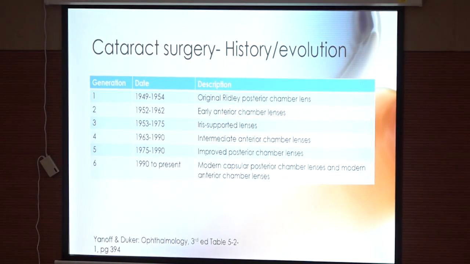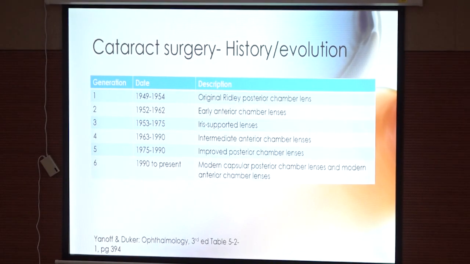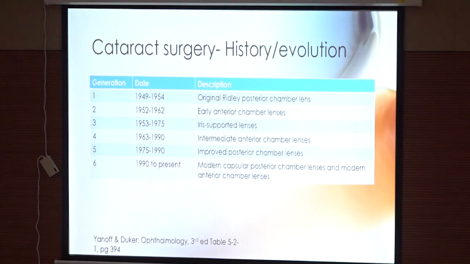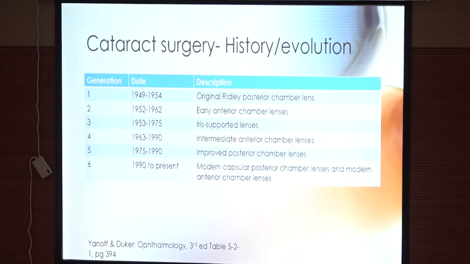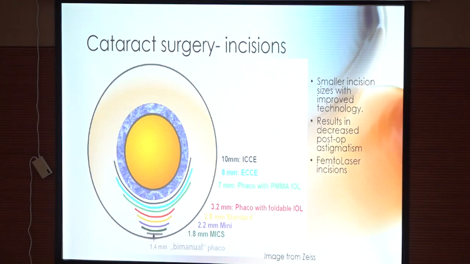So cataract surgery has a history and evolution. Initially, Ridley implanted the first posterior chamber intraocular lens. Then the earlier anterior chamber lenses arrived. Then were the iris supported lenses. Then the intermediate anterior chamber lenses. Then improved posterior chamber lenses. And now the modern posterior chamber lenses.